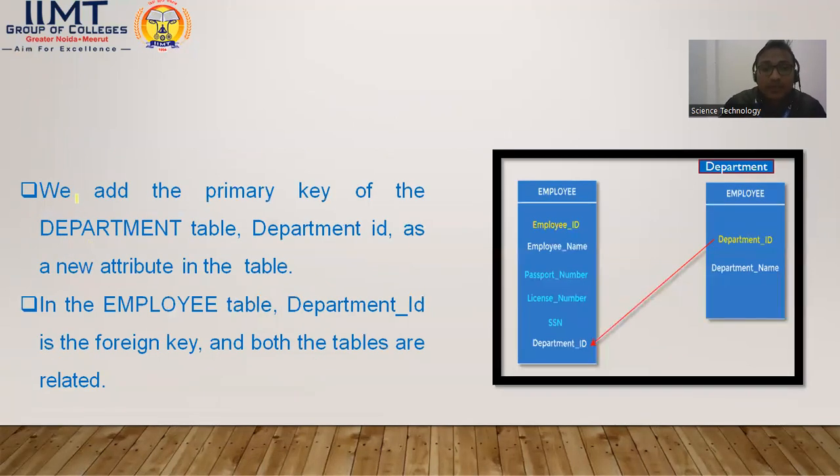Let's see in the example: we add the primary key of the department table. This is the department table, department ID is the primary key, as a new attribute in the employee table. In the employee table, department ID is the foreign key, and both the tables are related. This is the relationship between the two tables, department table and employee table. Okay.